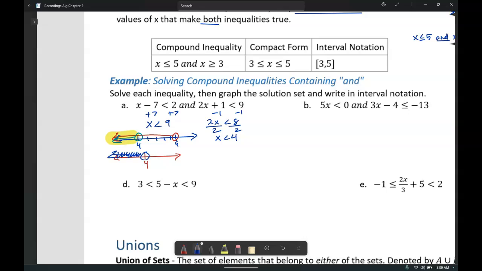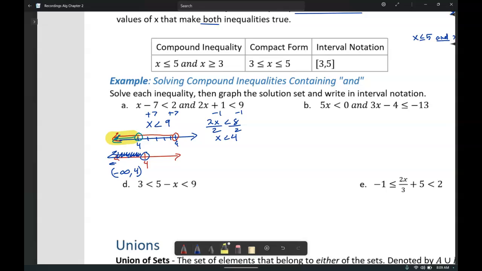Now that we have our solution set as a graph, we can also look at what the interval notation would be. So again, starting from least, since we're continuing forever in the negative direction, we start at negative infinity, and all the solutions from negative infinity until we reach 4. Parentheses because 4 is not included, and parentheses because negative infinity is not a number.